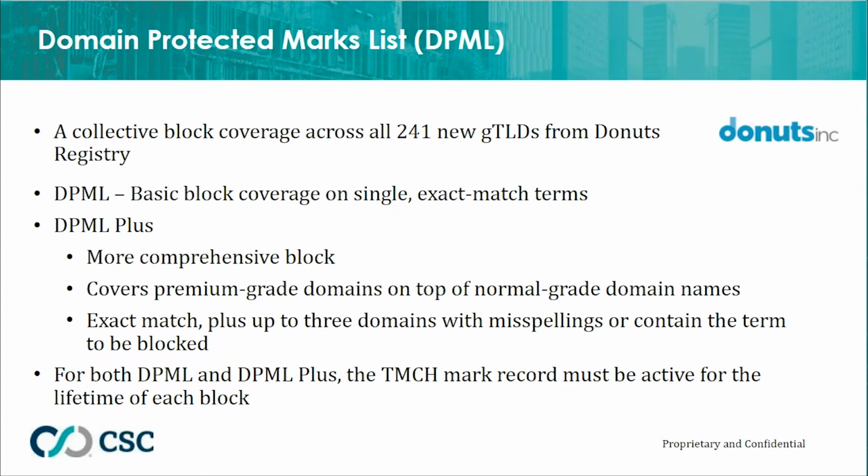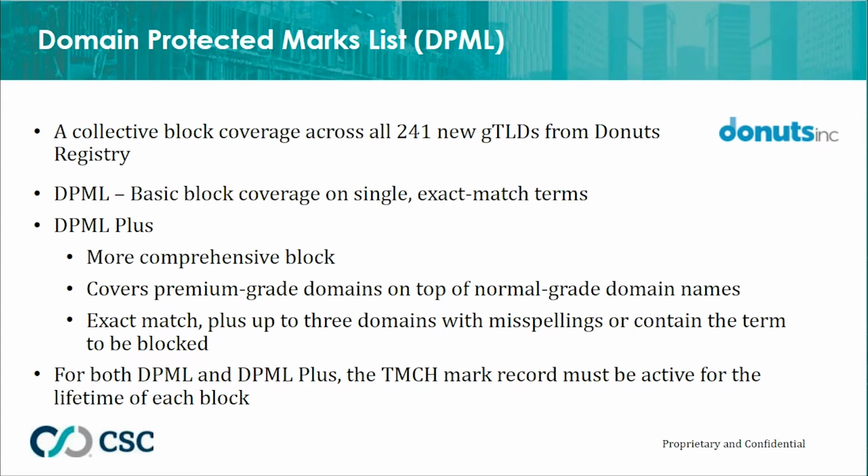Donuts has two versions of their blocking mechanism. They have a basic version that matches and covers the exact match term of your trademark. And they also have a DPML Plus version, which gives you additional coverage. It would cover premium domain names. It would also cover up to 3 domains with misspellings of your trademark. So there are some additional variants you can consider to get that broader coverage for a little bit of a higher price. Both DPML and the DPML Plus versions will require your Trademark Clearinghouse registration to stay active throughout the duration of the blocks as well.